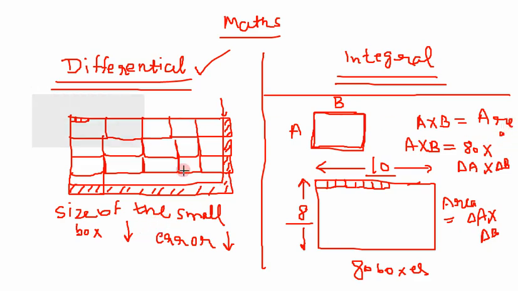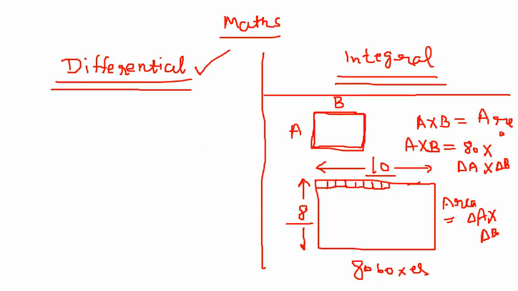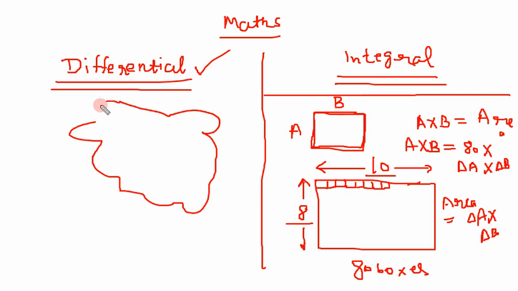Now let us see for a non-regular geometry. Suppose we have to measure this kind of area. If we take big boxes, then a lot of area will be in error. But what would happen if we take very small boxes like this? There is very little chance of error, very less error.